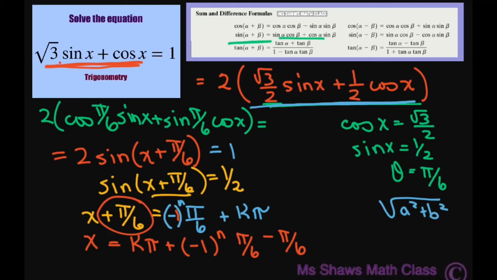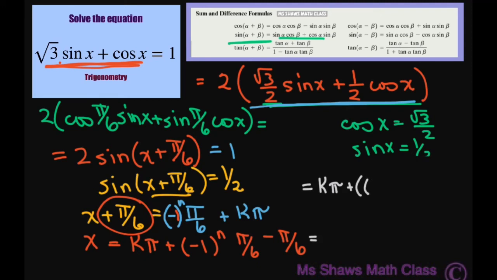And another way to write this, to make it a little easier to look at, I'm going to erase some of this right in here. All right, so that's going to be equal to k pi plus, and this is just factoring out a pi divided by 6. So that's going to be -1 to the power of n minus 1 times pi divided by 6. And if you FOILed this back, you would get this back.